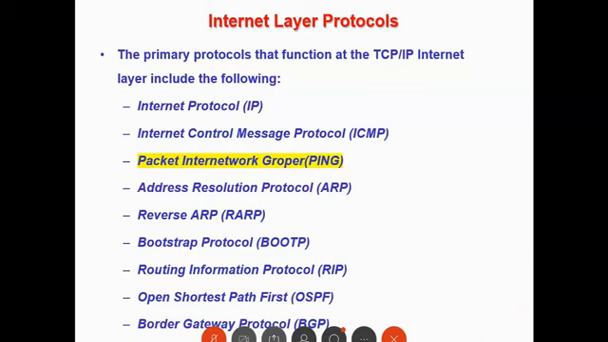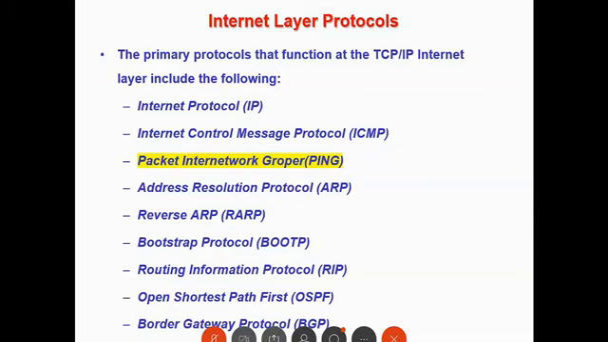The primary protocols that function at the TCP/IP internet layer are Internet Protocol and Internet Control Message Protocol, the ping. Many of you might have heard of ping. Sitting at your end, you ensure whether your connectivity is through and your network is okay by simply giving a ping command. Many people know what ping is, but many don't know the full form. Ping stands for Packet Internetwork Grouper. Then there are address resolution protocol, reverse address resolution protocol, bootstrap protocol, routing information protocol, open shortest path first, and the border gateway protocol. OSPF and BGP will be talked about tomorrow afternoon by one of our colleagues in detail.